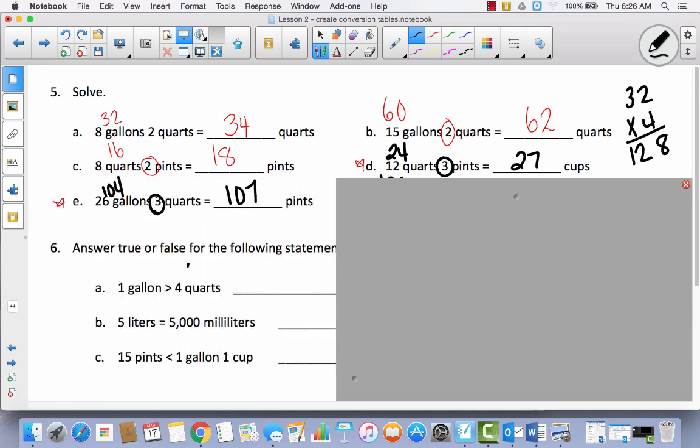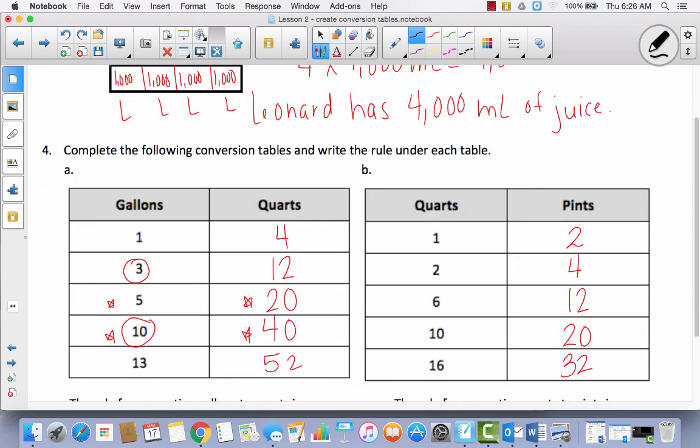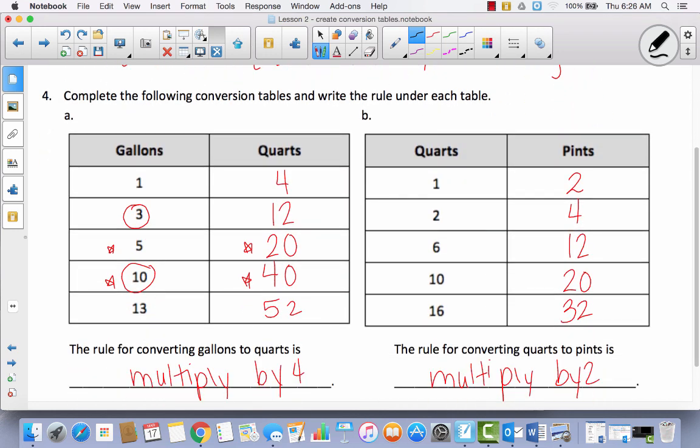Now let's take a look at number E. So I had 26 gallons. So there are, again, a couple of ways that you could solve this. I went back and looked at my conversion table really quickly, and I noticed that I had 13, and I thought to myself, well, 2 13s equals 26, because 13 plus 13 equals 26. So if I took 52 and I added that to another 52, that would give me 104.